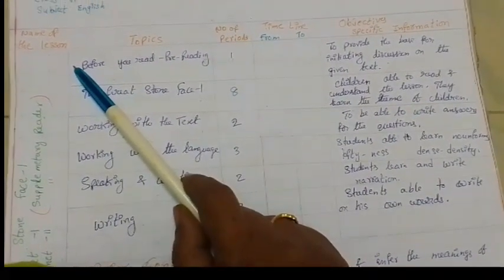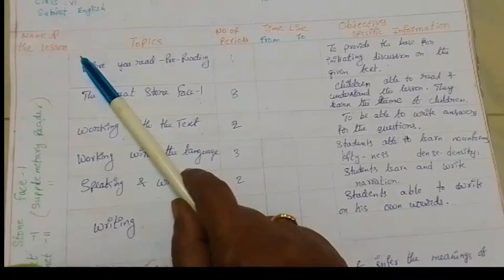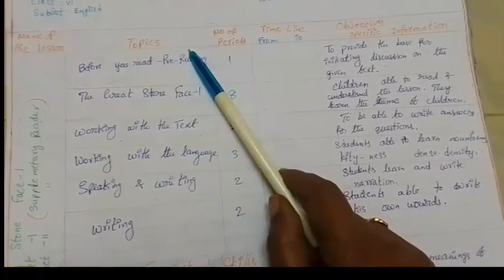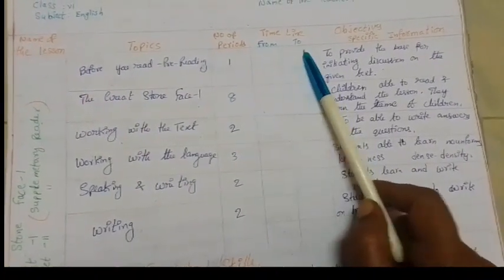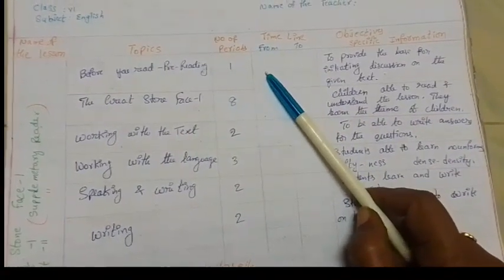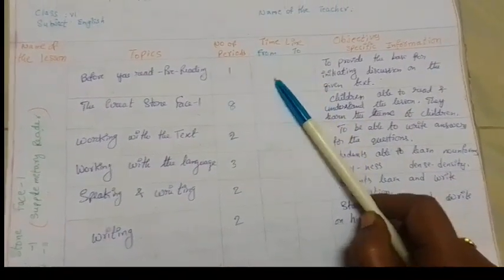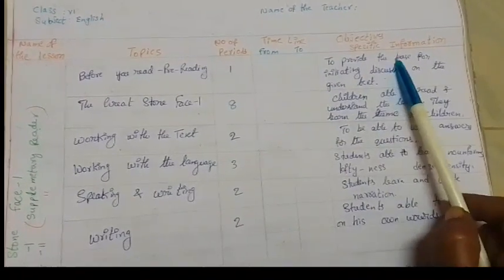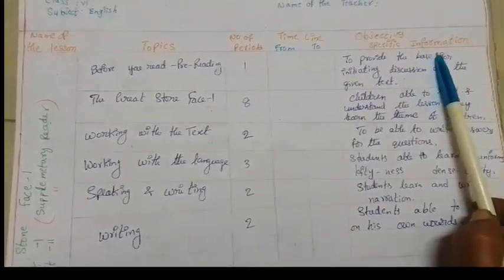This is the lesson plan in LIP model. First we write the name of the lesson, topics, number of periods, and timeline from to. That means the period we teach from and up to, how many periods or up to which date we can mention here. Objectives and specific information.